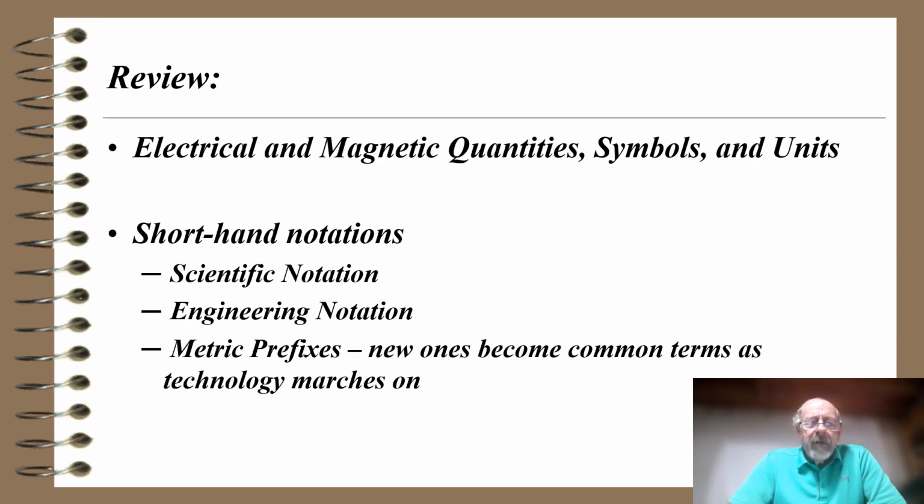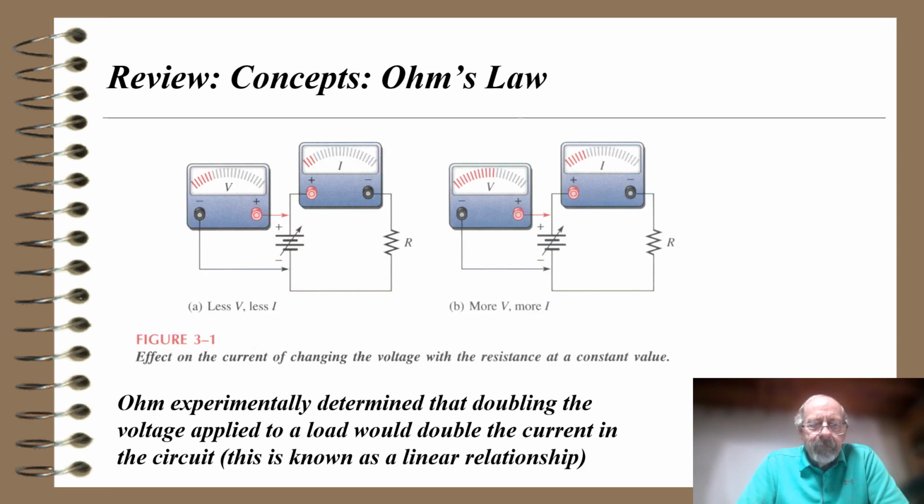So as a review here, we've talked about electric and magnetic quantities, symbols, and units. We've taken a look at shorthand notation, scientific notation, putting things in powers of 10, engineering notation, and then metric prefixes, which allow us the engineering notation. And new ones become common terms as technology marches on.